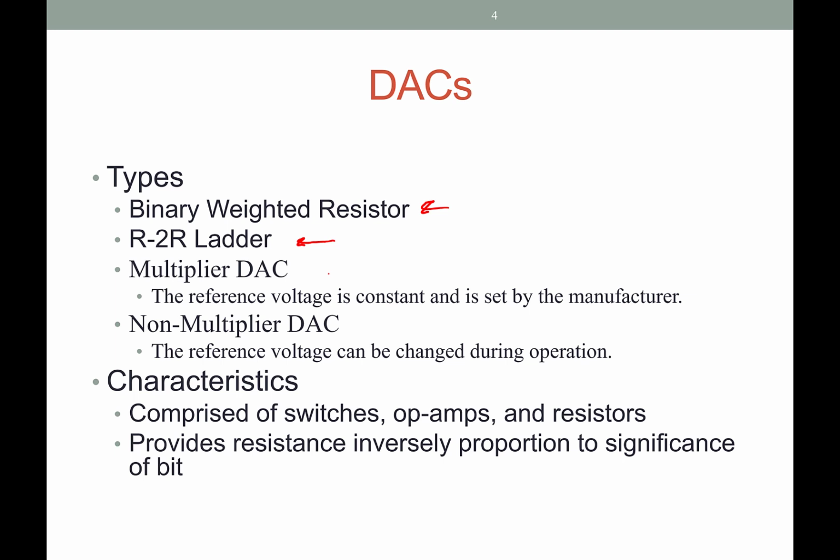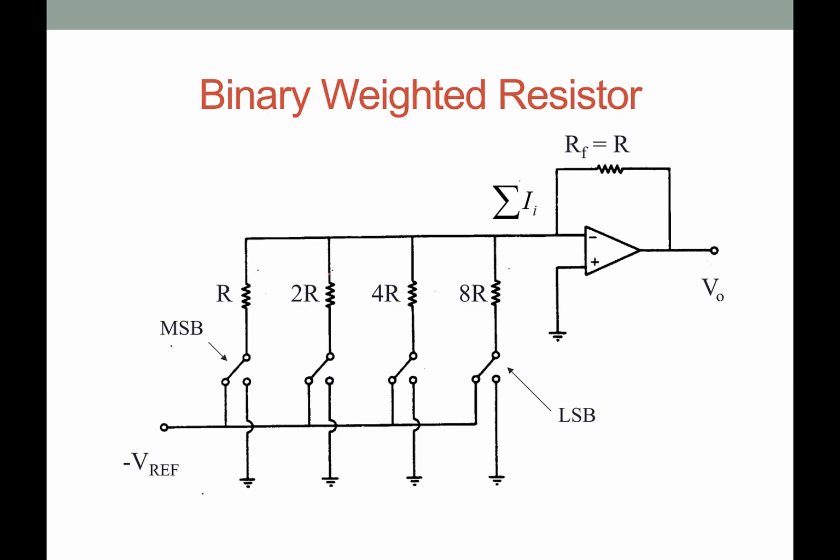So characteristics of these digital to analog converters, well, as you'll see, you can get op amps, switches, resistors, whatever, and typically we provide something that is based on those resistance values. It will give you something related to the significance of bits, and you'll be able to manipulate that if you're doing the actual digital to analog converter.